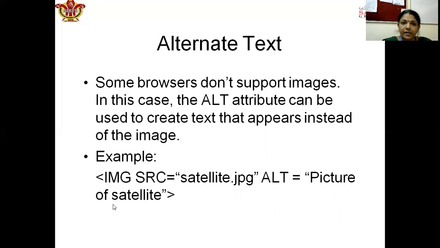Then next is the alternate text. Some browsers don't support images. In this case, the alt attribute can be used to create text that appears instead of the image. For example, img src equals satellite.jpg, alt, which stands for alternate, equals picture of satellite. So in that particular browser, instead of viewing the satellite image, this text, picture of satellite, will appear in place of the image of the satellite.